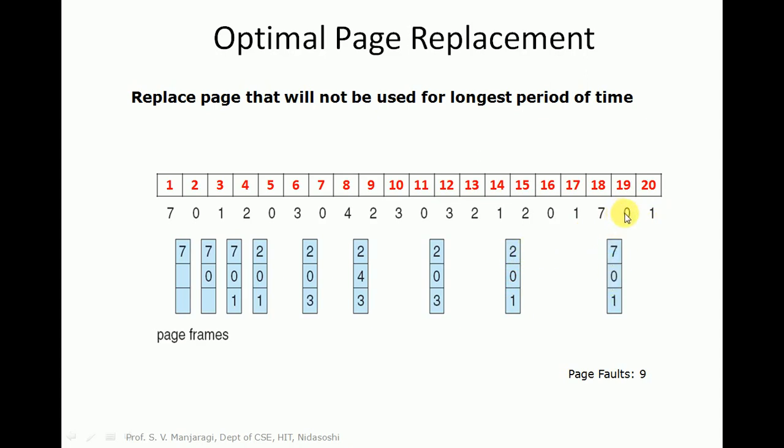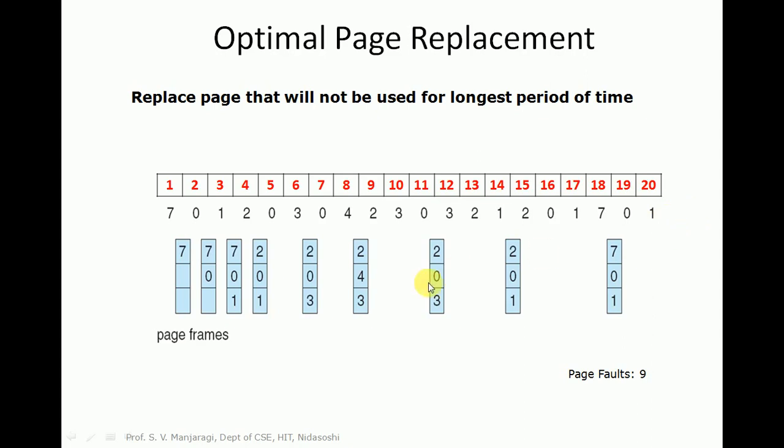The next reference page is 0. 0 is already there in the memory. No page fault occurs. Next one is 1. 1 is already there in the memory. No page fault occurs here. And this is the end of the reference string.